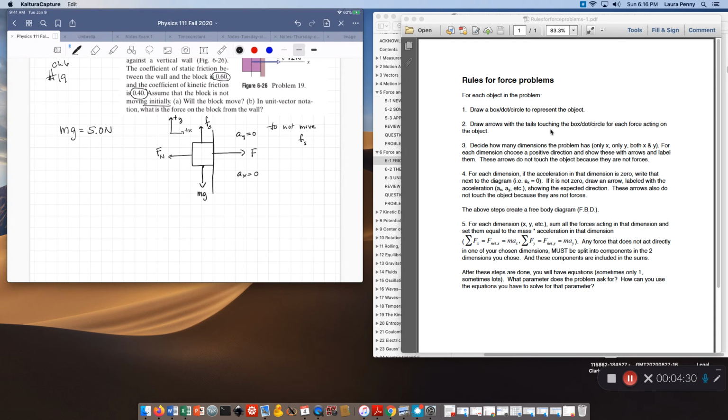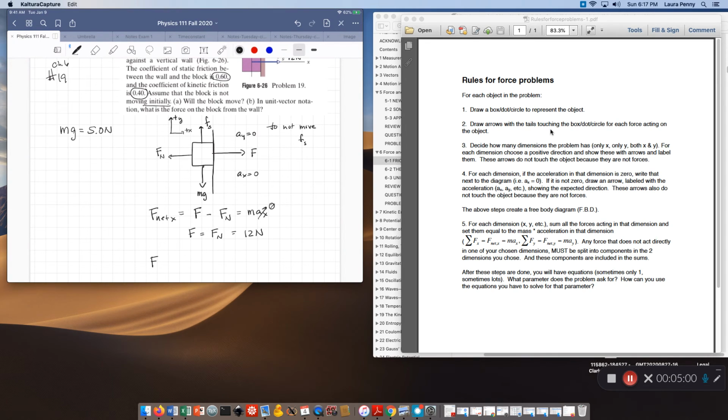All right, so if I do F net x, it is F minus the normal force equals m a sub x, where a sub x is 0. And so I get that the normal force is just equal to F. In that case, here it's 12 newtons.